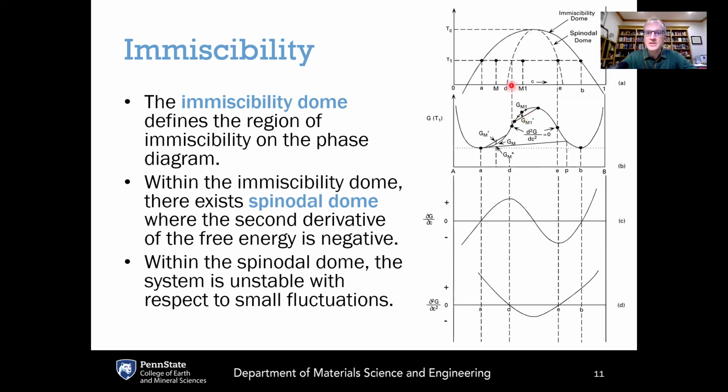But the next thing to note here is that within the immiscibility dome, outside of the spinodal dome, what is the curvature? Here, let's say between the point A and the point D, the curvature is positive. And you can see on the second derivative plot, indeed, the curvature is positive. Likewise, between the points E and B, the curvature is positive, meaning that the second derivative is positive. So droplet nucleation, which is the type of phase separation that occurs within the immiscibility dome but outside of the spinodal dome, is characterized by a positive curvature.